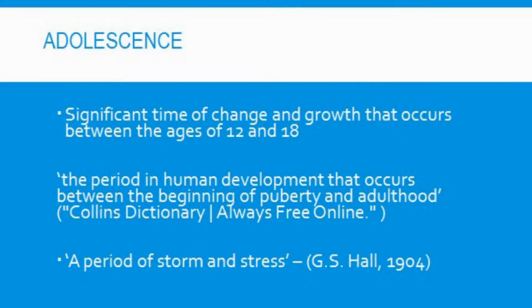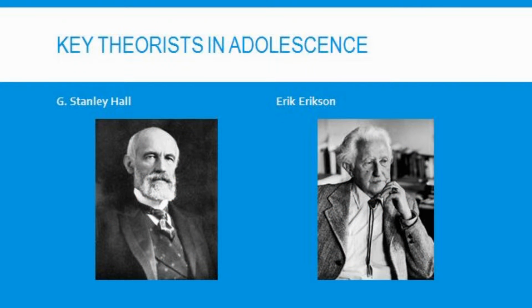Adolescence is a significant time of changing growth that occurs between the ages of 12 and 18. Collins Dictionary defined it as a period in human development that occurs between the beginning of puberty and adulthood. According to G.S. Hall, it is a period of storm and stress. The key theorists in the area of adolescence are G. Stanley Hall and Erik Erikson.